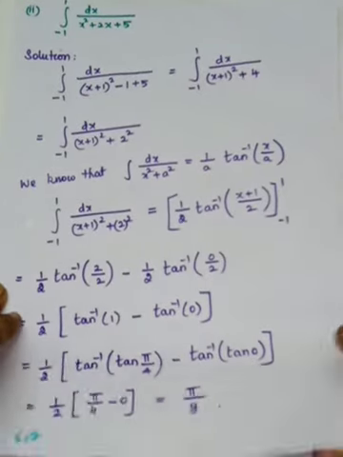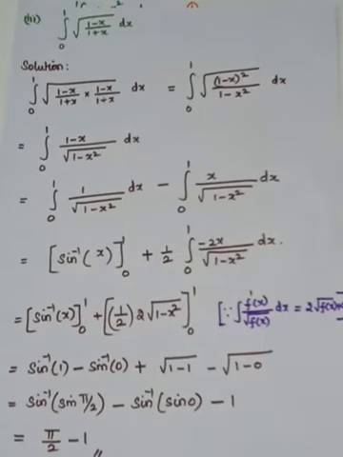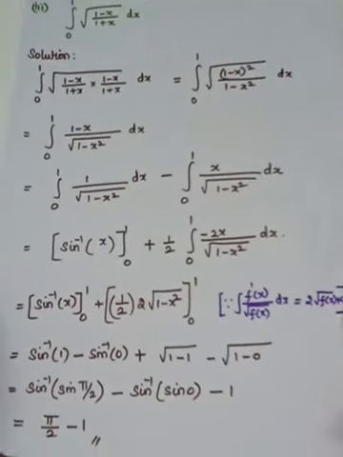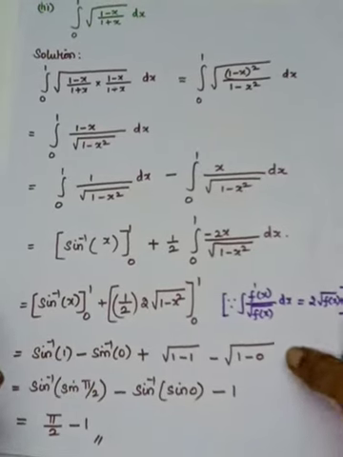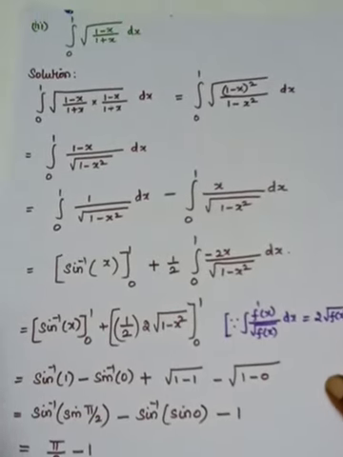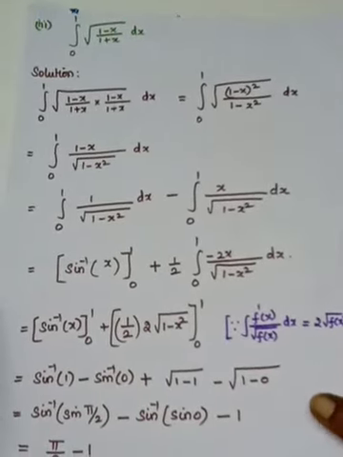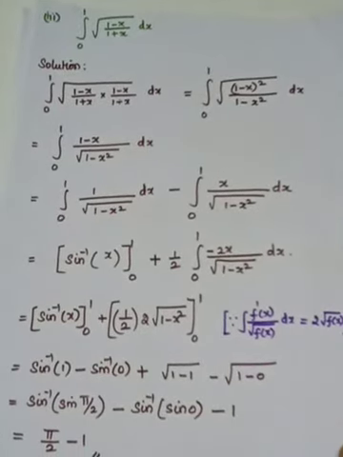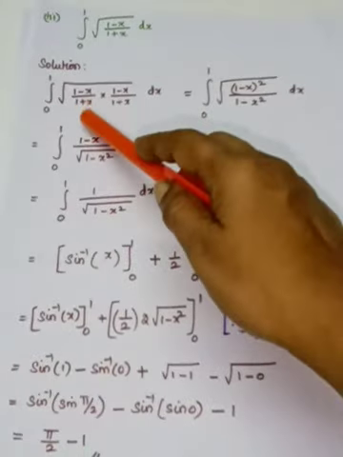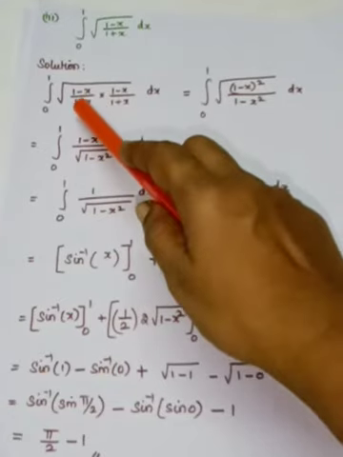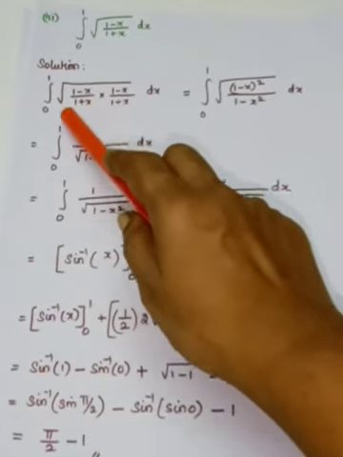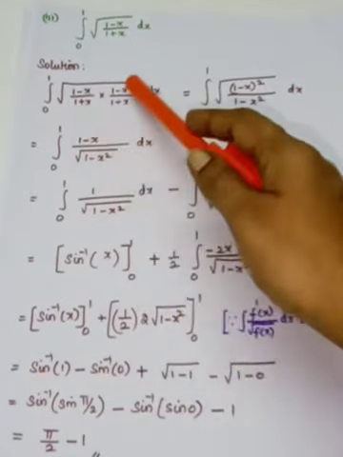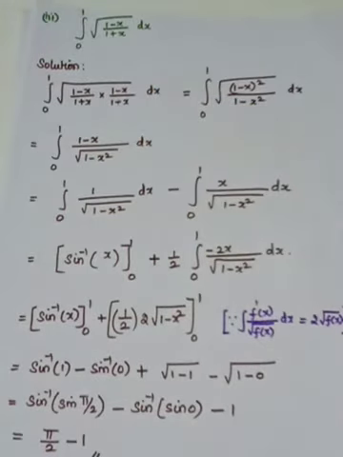Okay, we'll go to the third subdivision. So what is it? Integral 0 to 1 square root of 1 minus x divided by 1 plus x into dx. Okay, so see the solution. First step, you have to multiply and divide by the conjugate of the denominator. In the denominator you are having 1 plus x, so you are multiplying and dividing by 1 minus x.